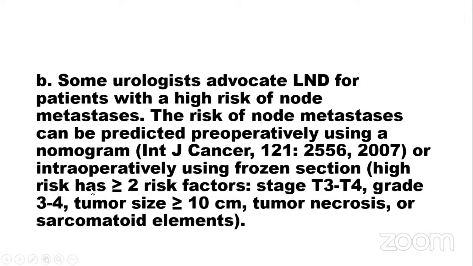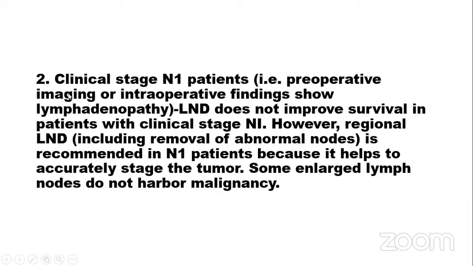High risk is defined by one or more risk factors: stage 3 to 4, grade 3 to 4, tumor size more than or equal to 10 centimeters, tumor necrosis, or sarcomatoid element. For all of these, it is better to do an intraoperative frozen section or a nomogram preoperatively. Okay, so this is very important for assessing lymph node involvement and lymph node dissection.